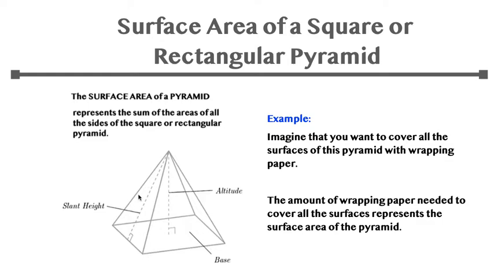Imagine that every single side, every single surface of this pyramid you want to cover with wrapping paper. And the amount of wrapping paper that is needed to cover all the sides would represent the surface area. So let's take a look at an example. Actually, before that, let's take a look at the formula.